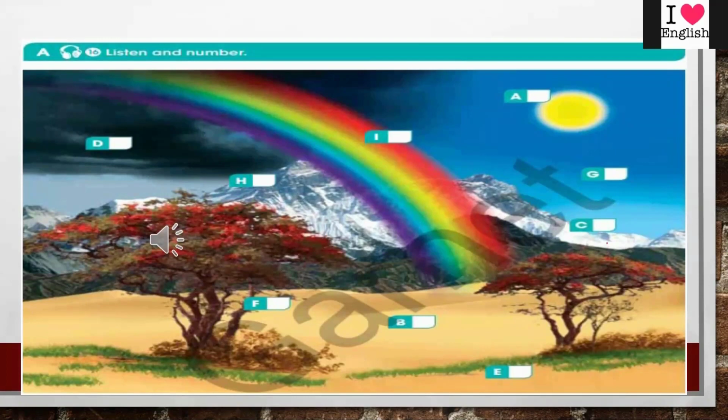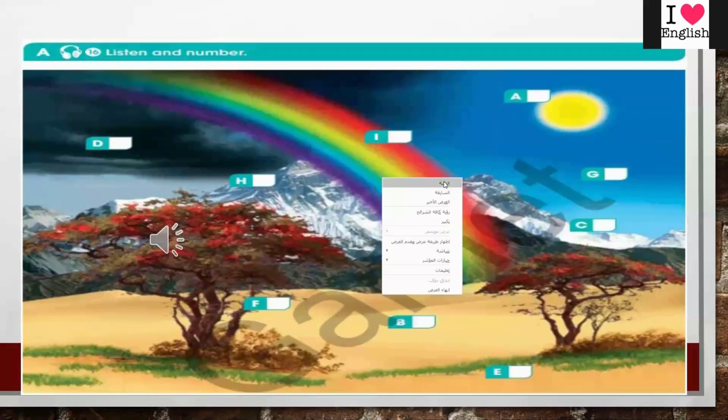What is the white thing here? Mountains. Yes, it is a mountain. Okay, we have the white here. Why is the mountain white here? Because of the snow. So what is the yellow thing here? This is the sand. Yes, very good. And what is the green thing here? This is grass. Yes, and we have the mountain here. And what about this one, which is colorful? Yes, rainbow. This is a rainbow.